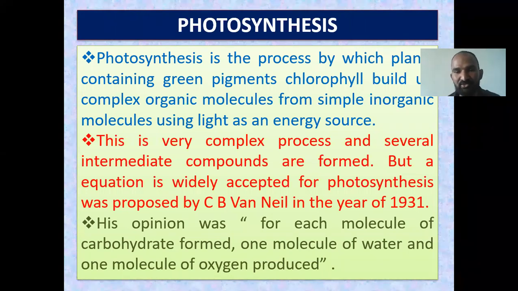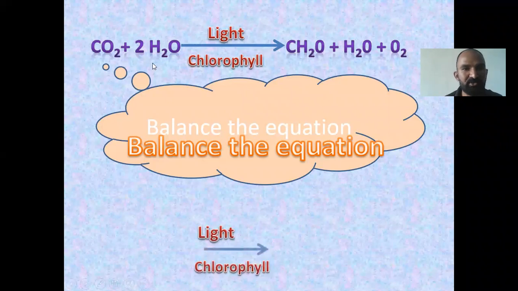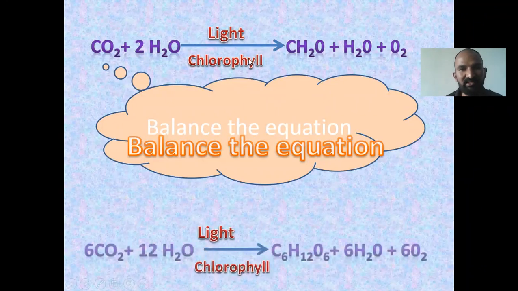Van Niel. Many carbon dioxide molecules and many water molecules are involved in photosynthesis, and finally they give one molecule of carbohydrate. Along with this one molecule of carbohydrate, they also give one molecule of water and one molecule of oxygen. That was the opinion of the scientist C.B. Van Niel. Now just see the general equation of photosynthesis: CO2 plus 2H2O in the presence of light and chlorophyll.